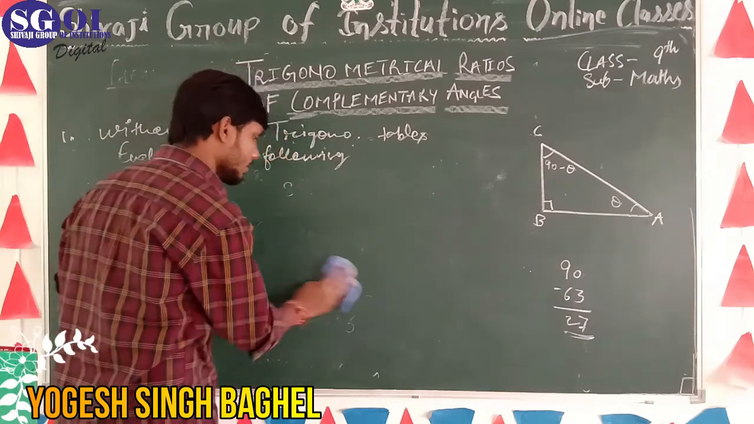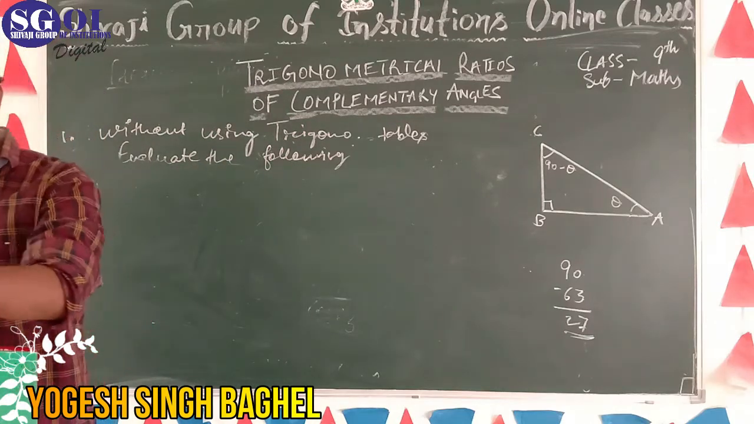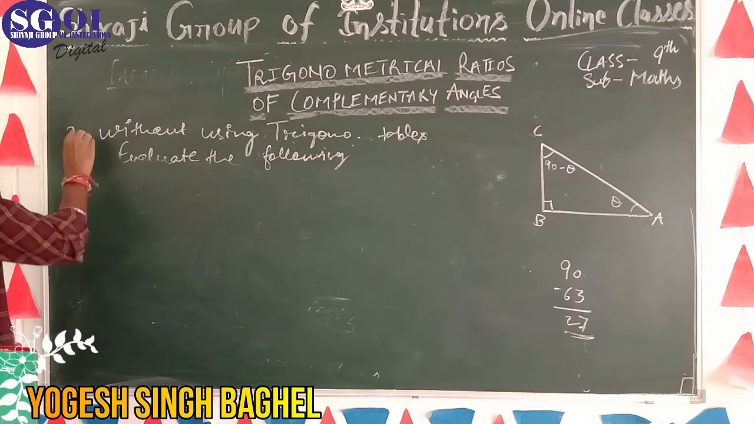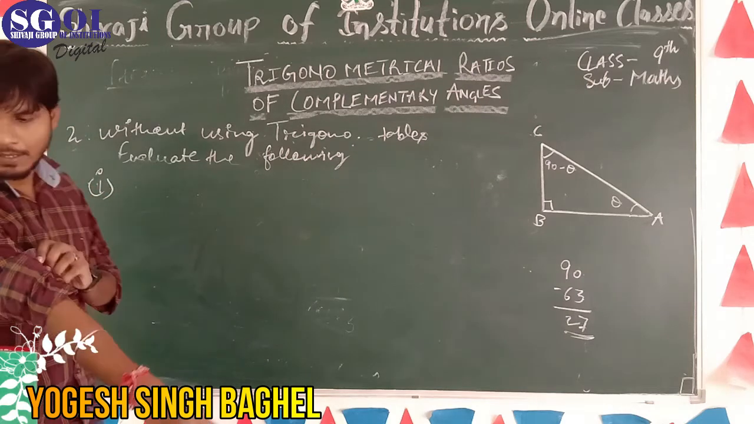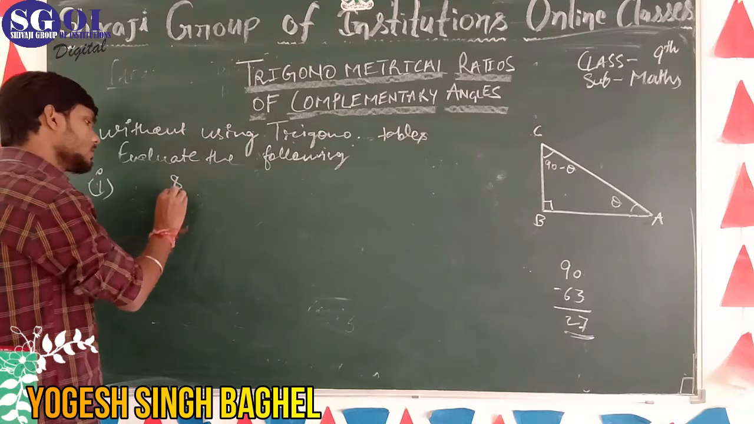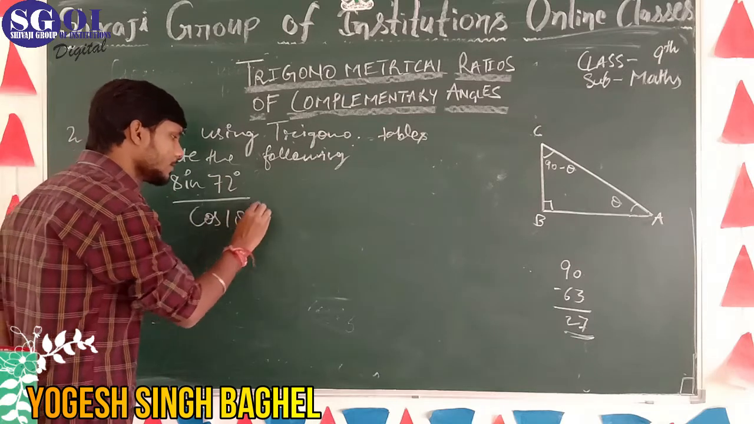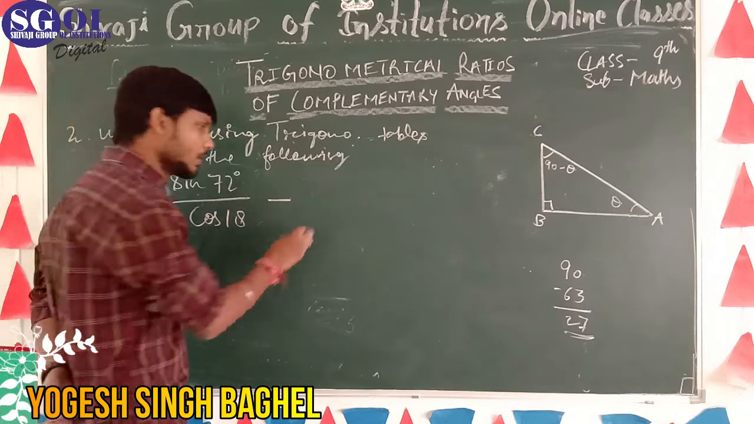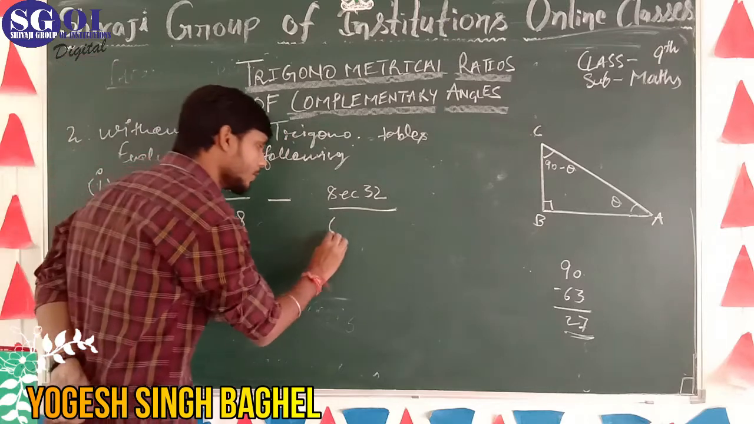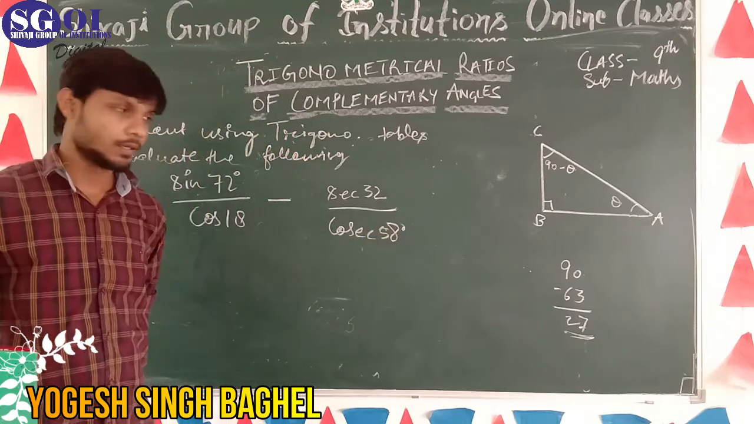Now the rest of this question, you can do it yourself. Now I am going to tell you the second one, the first part of the second question. In this question, sin 72 degree upon cos 18 minus sec 32 degree upon cosec 58 degree.